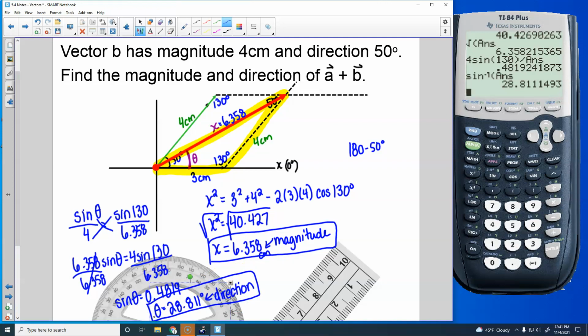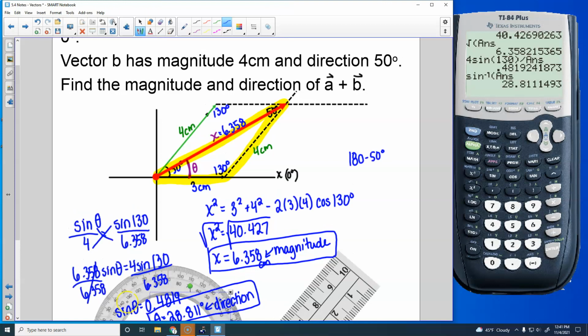A lot of times, especially whenever we test on this, I'll only ask you for one, the magnitude or the direction, just because it's hard to do answer choices where you're putting them both there. And that looks about right, because this was a 50-degree angle. 28 would be a little more than half of that, so that looks about right. The good thing about drawing them to scale is that you can see if it looks like it makes sense whenever you look at your answer.